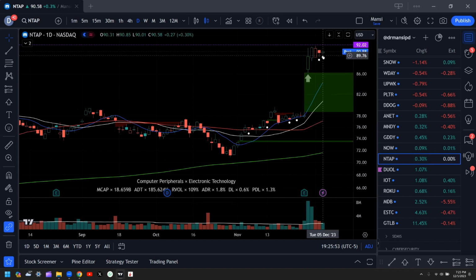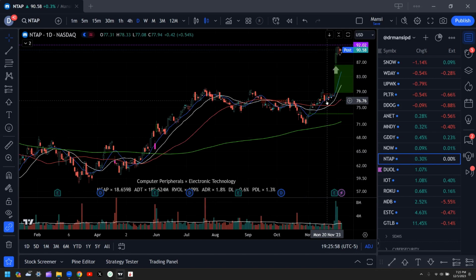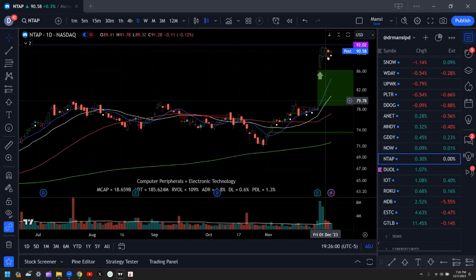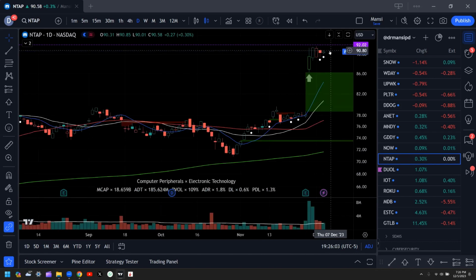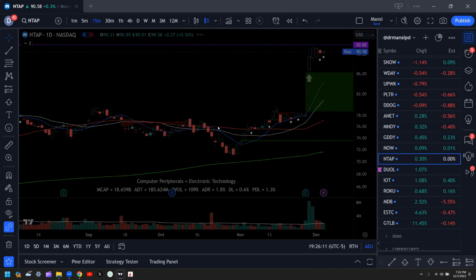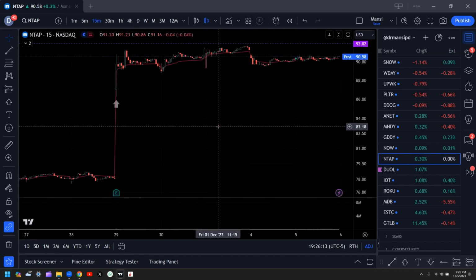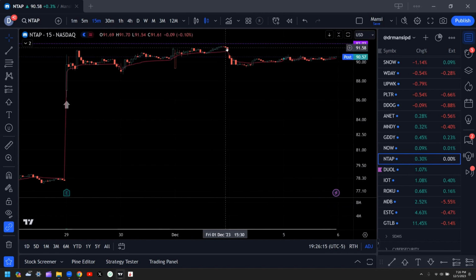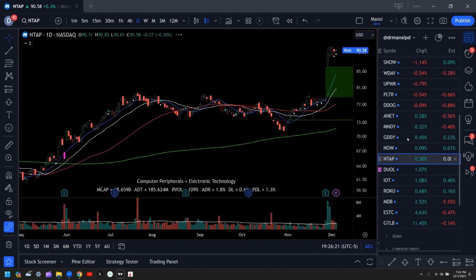NetApp also looks really, really good, but it is somewhat floating in the air, and that's not a setup I'm really comfortable taking. So I'm not going to add to it here, though you can if you want to. The volume is constructive. Of course, I do have it in my IRAs, but I'm just going to take a look on the lower time frame and see exactly what's going on because I'm slightly tempted. But no, I'm going to stick with my discipline and pass on this.